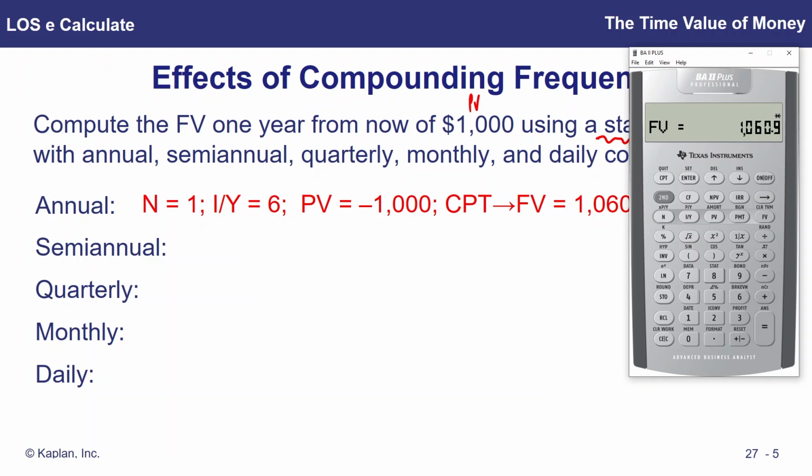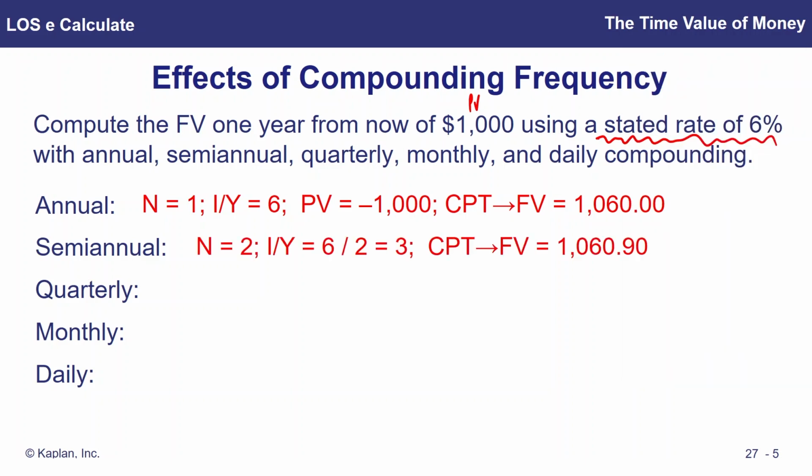It asks us about quarterly. Well, to do quarterly, n is going to become the number of quarters in the period I'm looking at. Here we're only looking at a year, so it becomes 4. So let's do that. 4 and n. IY becomes your stated rate divided by, this time 4. So over a quarter, the interest rate is 1.5. That becomes IY. And then compute future value. And you can see it's bigger again, 1,061.36. Okay, so that's all we're doing.